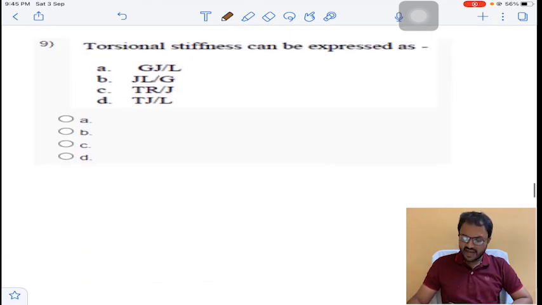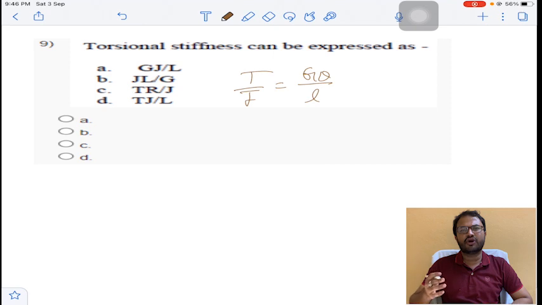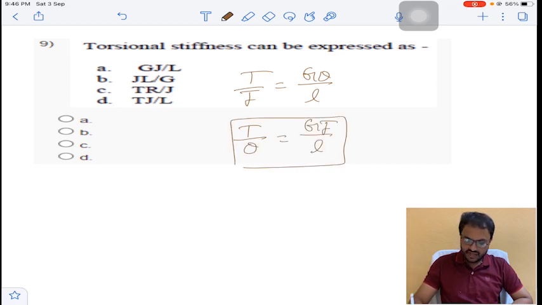Torsional stiffness can be expressed as, so you know the formula T by J is equal to G theta by L. Torsional stiffness, generally stiffness is load per unit deflection, or torque per unit rotation, that is T by theta is equal to GJ divided by L. So option A for question number 9.